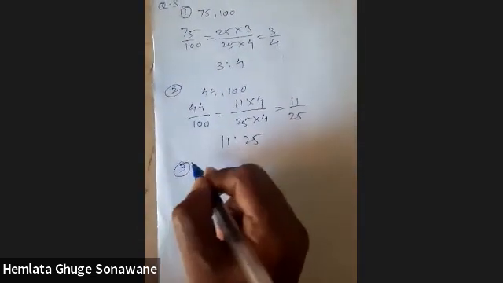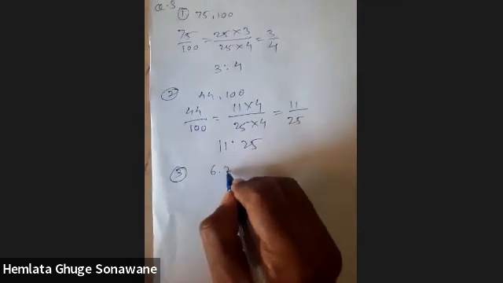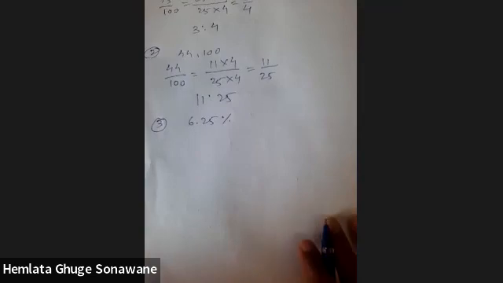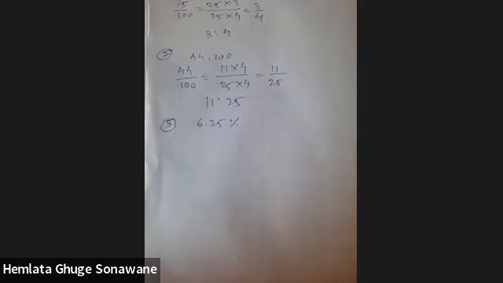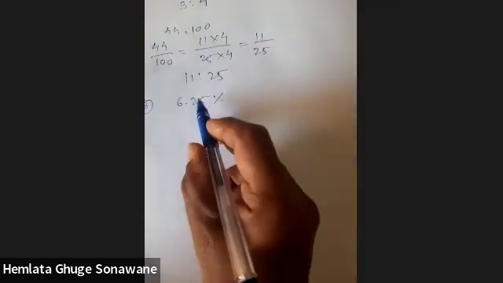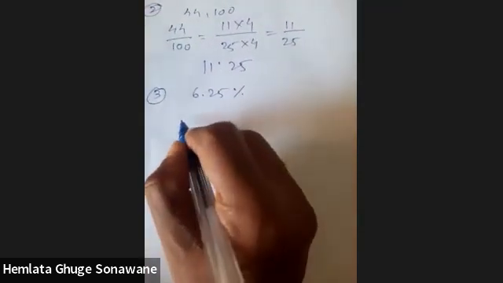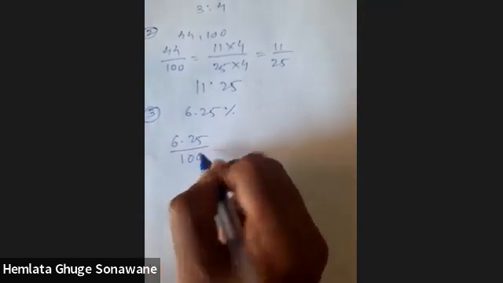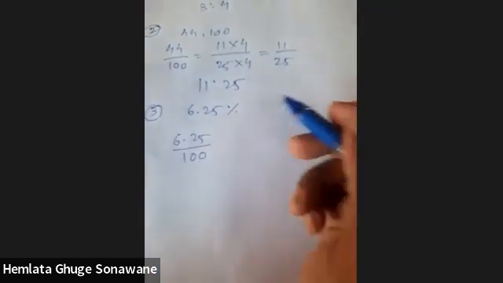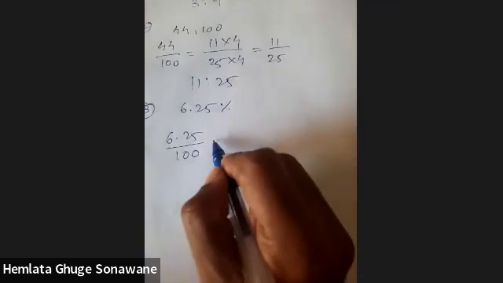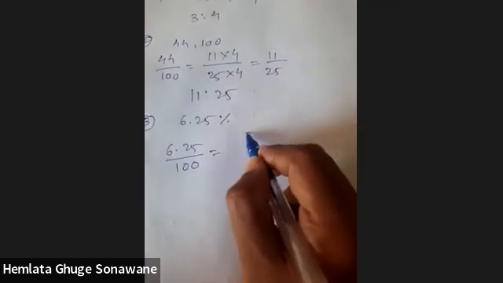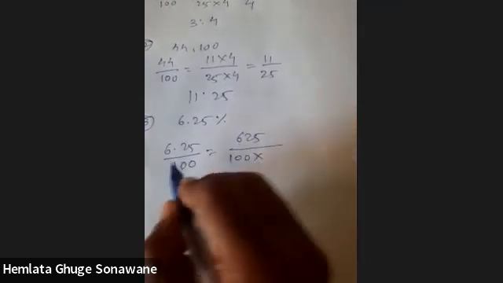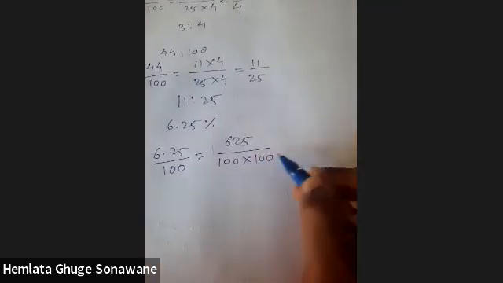Third example, 6.25%. Now it's given in decimal form. So what we'll do, we'll convert this decimal. 6.25% we'll write as 6.25 upon 100. Percentage is given, so we'll write 6.25 upon 100. So we'll write 625 upon 100 into 100.